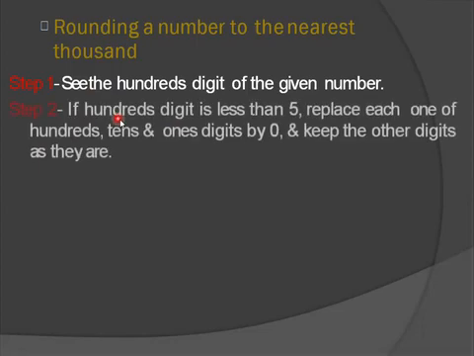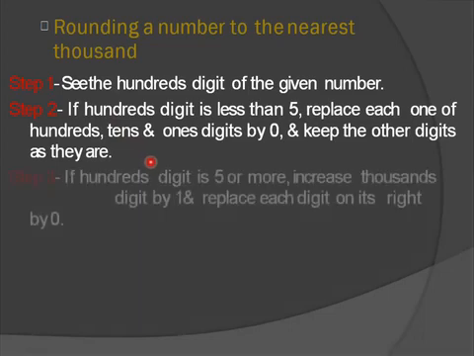Now see what the rule is. If the hundreds digit is less than 5, replace each of the hundreds, tens and ones digits by 0 and keep the other digits as they are. If it is less than 5, the ones digit, tens digit and hundreds digit all 3 will become 0, and the number in the thousands place will stay as it is.